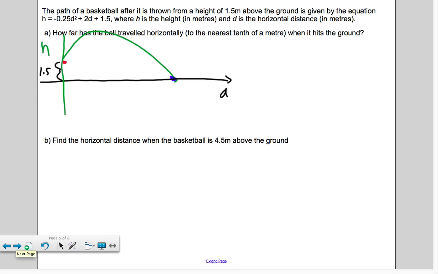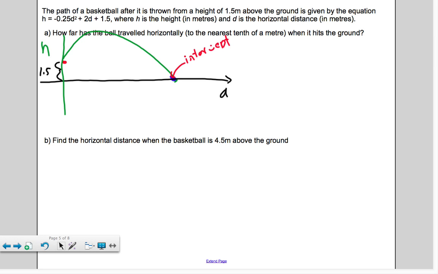So how can we figure out where it lands, how far away it lands? You've got to find the x-intercept. Why do you say that? Because there are two x-intercepts, so one's going to be negative, one's going to be positive, so the one that's positive makes sense. Yeah, so this is really an intercept, right? In this case, it's a d-intercept.